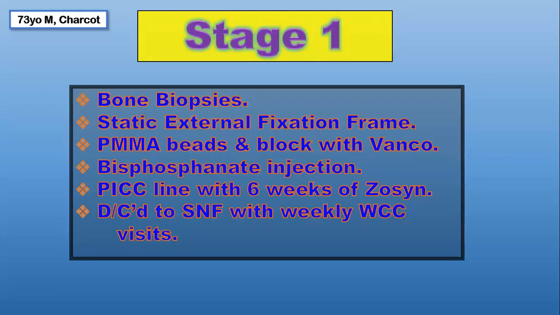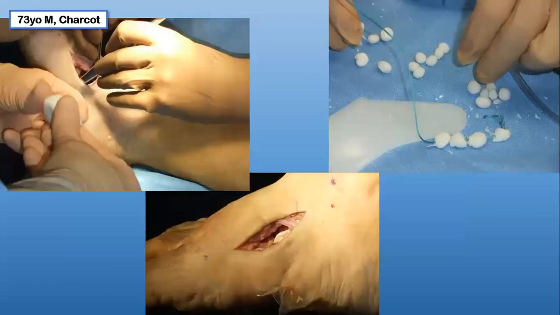For this patient, we used bisphosphonates, which is in the literature used for Charcot patients. A PICC line with IV antibiotics for 6 weeks, and then sent to a facility with weekly wound care. So here's just an example of the PMMA spacer block on the left-hand side, and then the beads on the string on the right top.